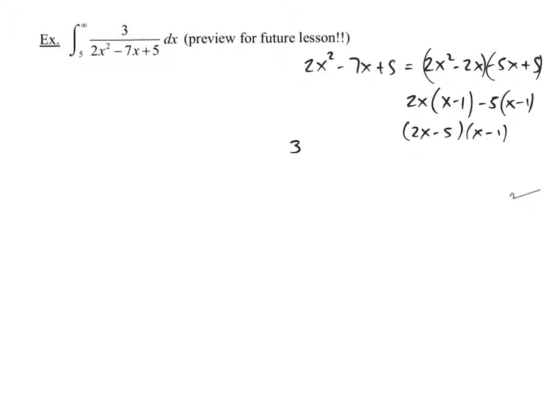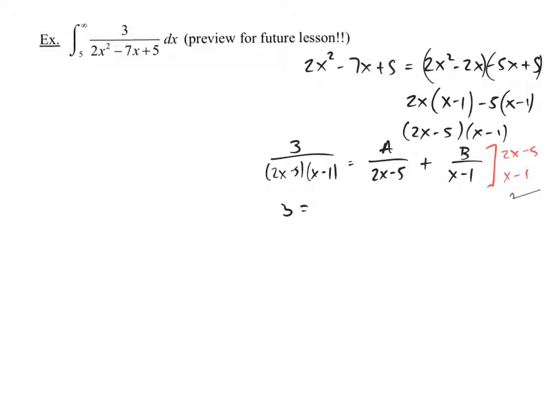So I'm going to say that 3 divided by 2x minus 5 and x minus 1 is equal to a over 2x minus 5 plus b over x minus 1. And just like we've done in all of the previous problems, we're going to multiply this entire equation by 2x minus 5 and x minus 1, both of the denominators there. Okay, so that's going to leave me with 3 is equal to a times x minus 1 plus b times 2x minus 5. And hopefully by now you're feeling comfortable with letting x be these clever numbers so that we can eliminate some terms.